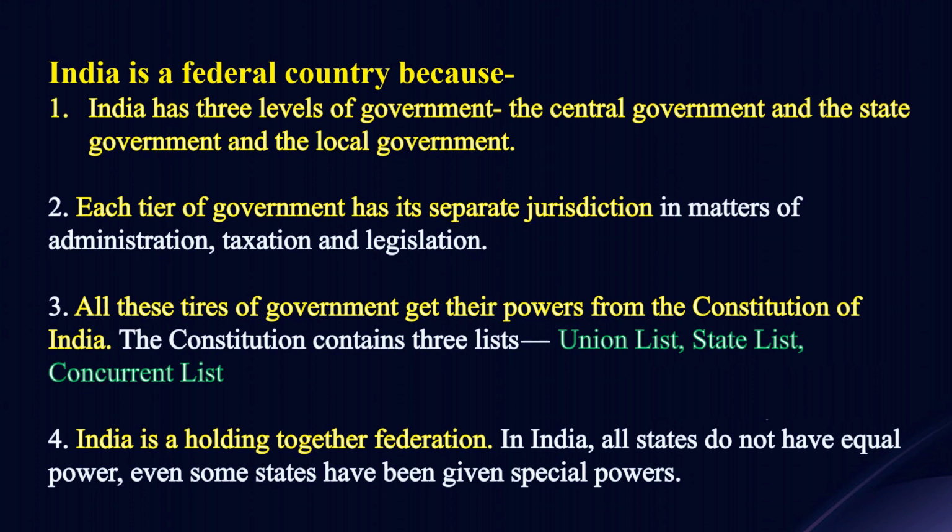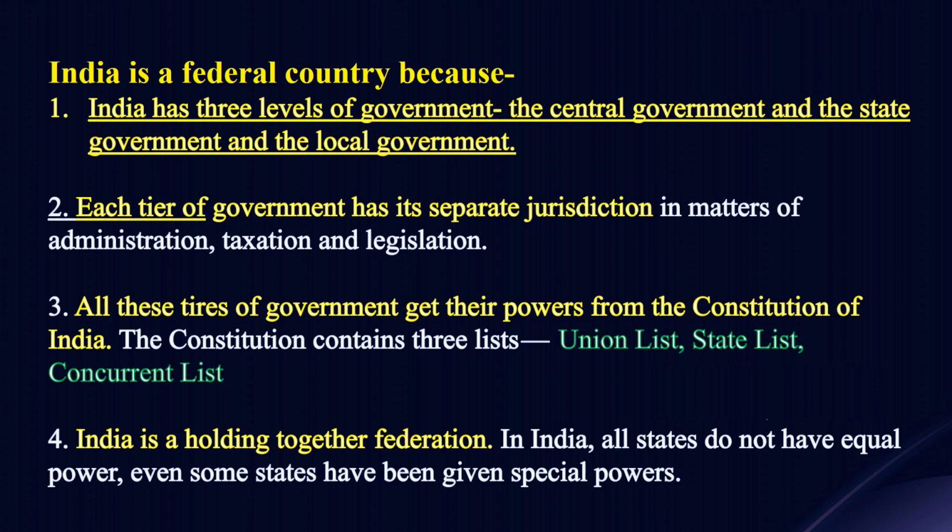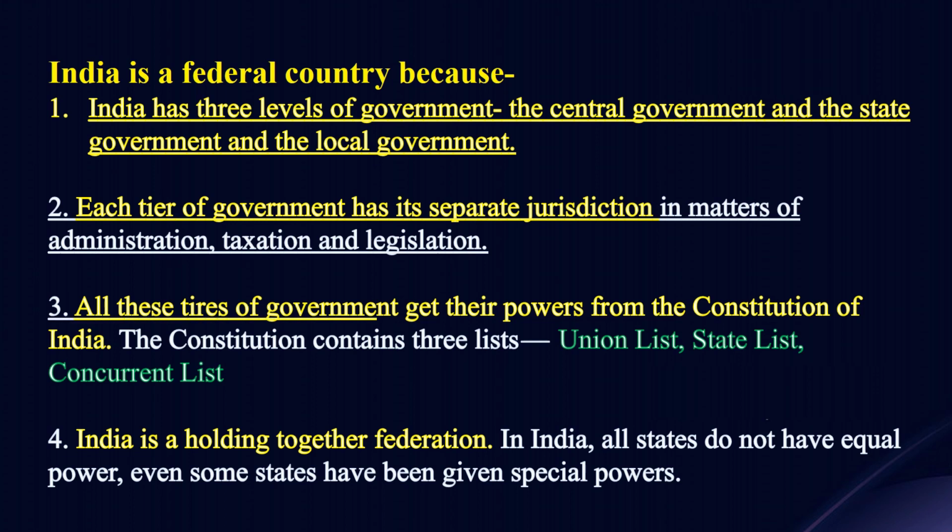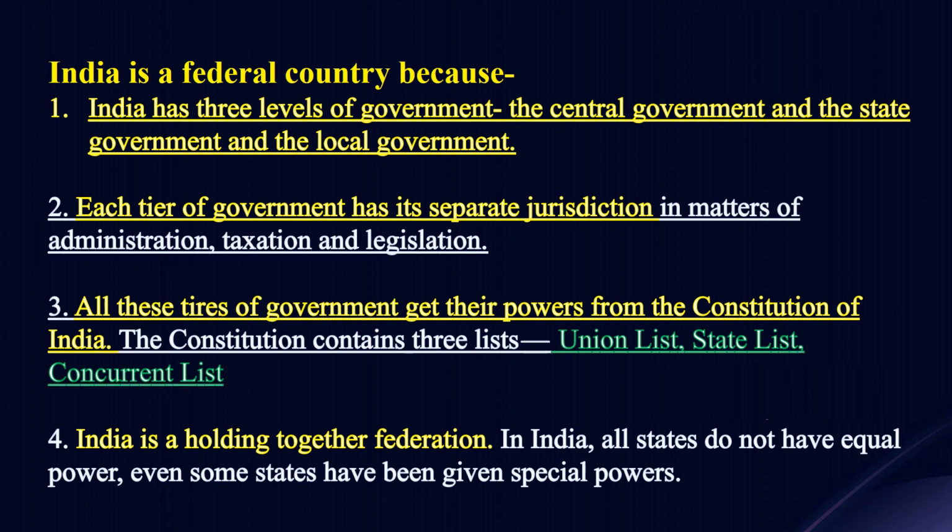You can write in short, India is a federal country because India has 3 levels of government: the central government, the state government, and the third level of government, the local government. The second point is, each tier of government has its separate jurisdiction or work area in matters of administration, taxation, and legislation. The third point is, all these tiers of government get their power from the Constitution of India, and the Constitution of India contains 3 lists: the Union list, the state list, and the concurrent list.